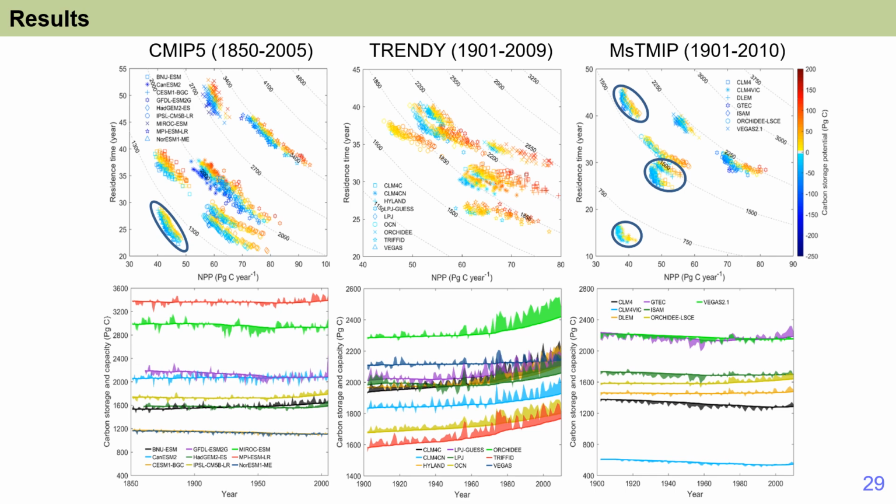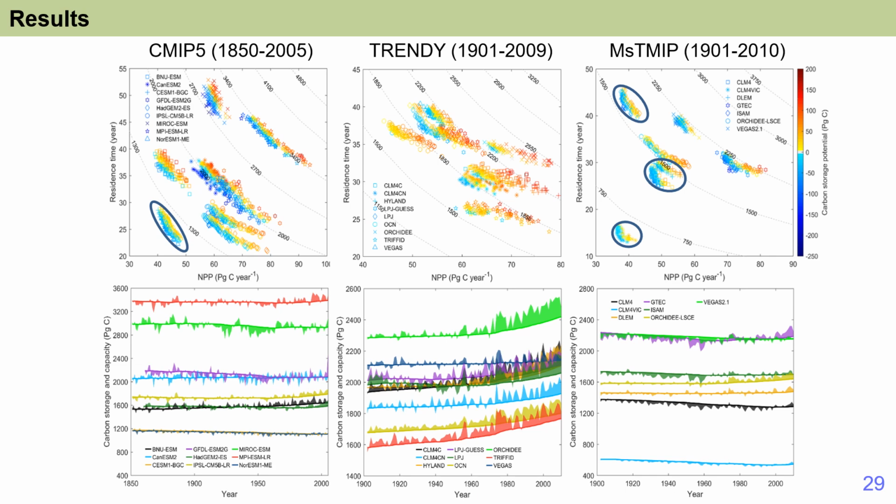Here come the results. The top 3 panels show 3D model output space. Each panel is 1 MIP. X-axis is NPP, Y-axis is carbon residence time, and the contour lines are carbon storage capacity. Carbon storage potential is represented by the color as shown in the bar on the right.